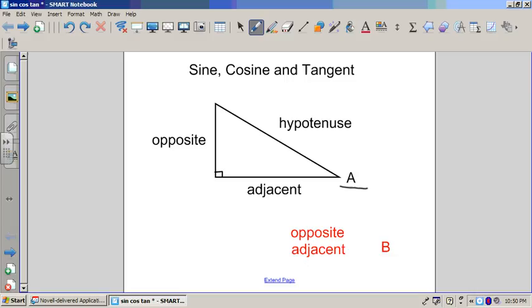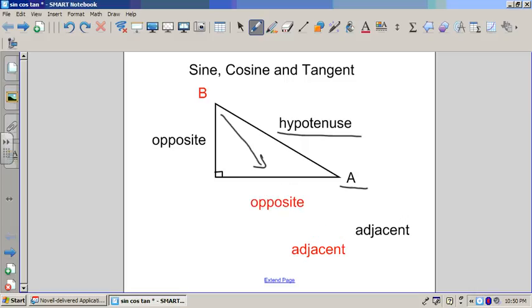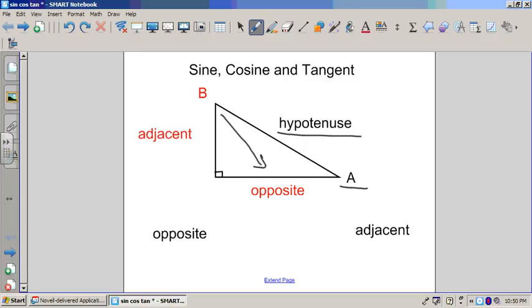What if instead I was looking at this angle, angle B? Well, the hypotenuse is always opposite the right angle, so the hypotenuse is going to stay the same. However, now if I look across from angle B, what was my adjacent for angle A is my opposite for angle B. And what used to be the opposite for angle A is the adjacent for angle B. So, oops, that didn't work very well, did it? So clearly it depends on which angle we're talking about.